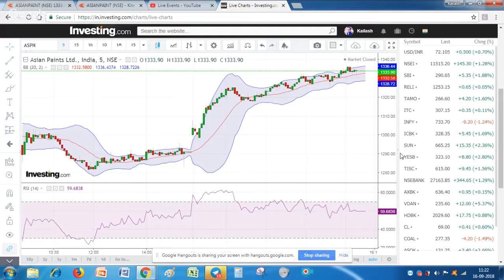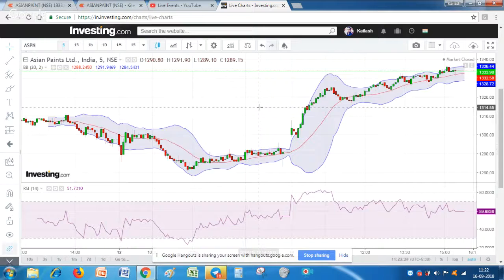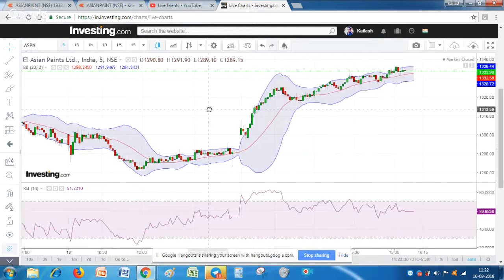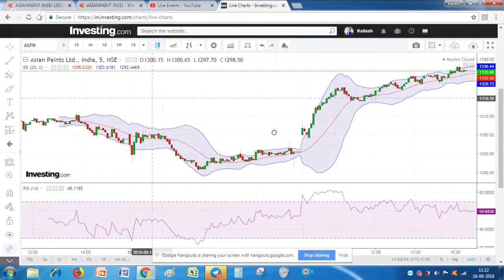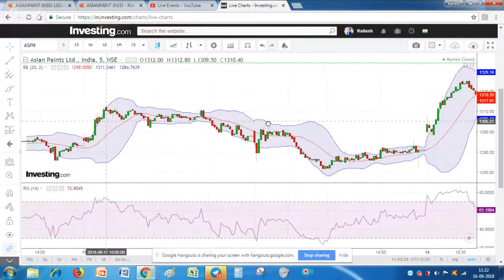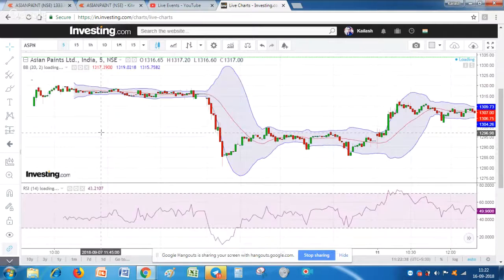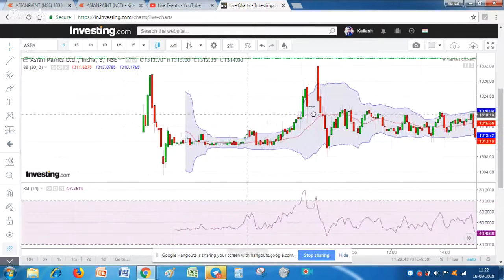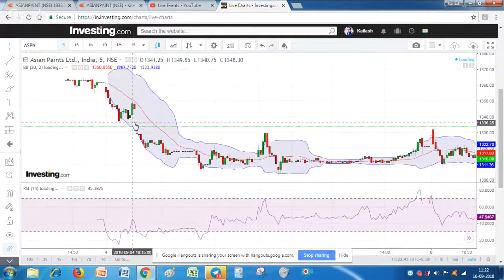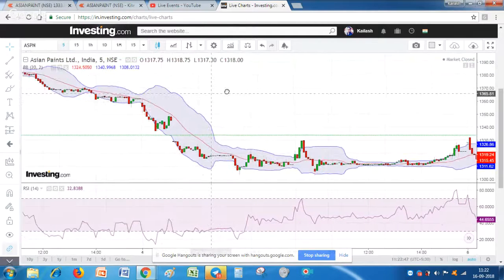Let us make it full screen. So friends, you could see here that the Bollinger Band has started giving some signals. Let us go a little back. So friends, this indicator is a very wonderful indicator, very popular in the stock and forex market.